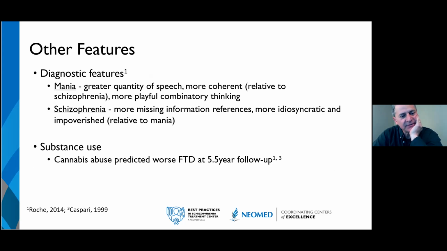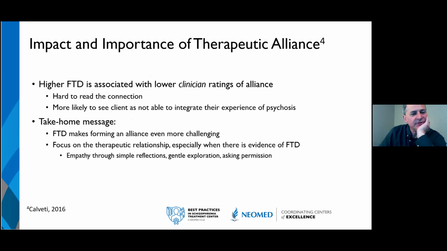Just a quick note on substance use: cannabis abuse predicted worse formal thought disorder at a 5.5-year follow-up. That was just one clearer statistic that I could present. But the basic idea is that if you add substances to an individual who's already having some disorganized thinking, it can certainly further exacerbate it.